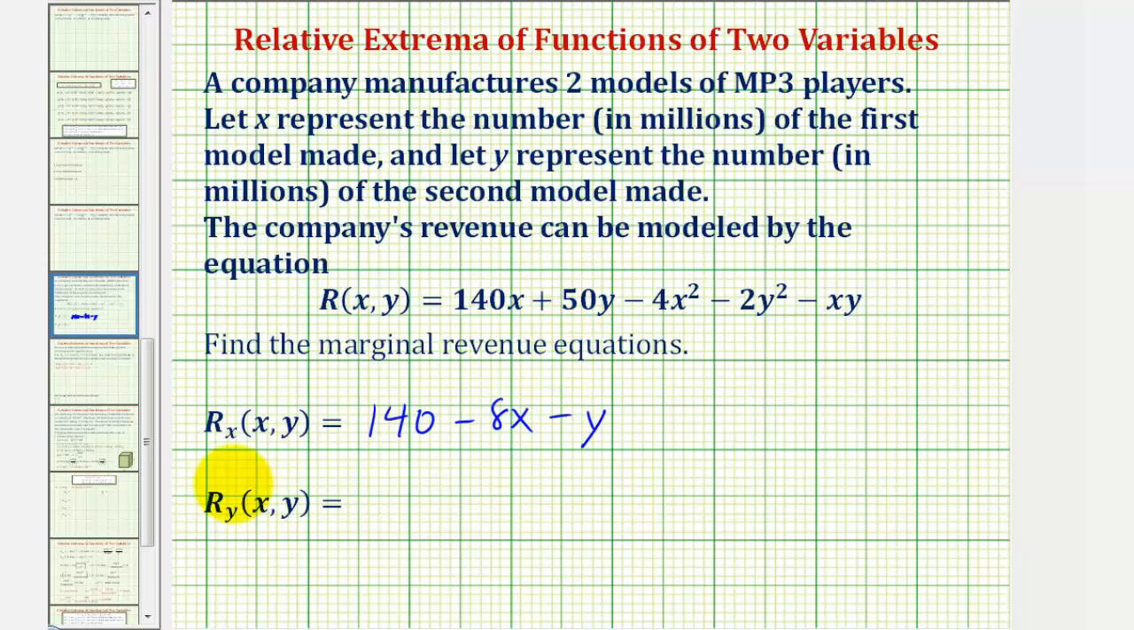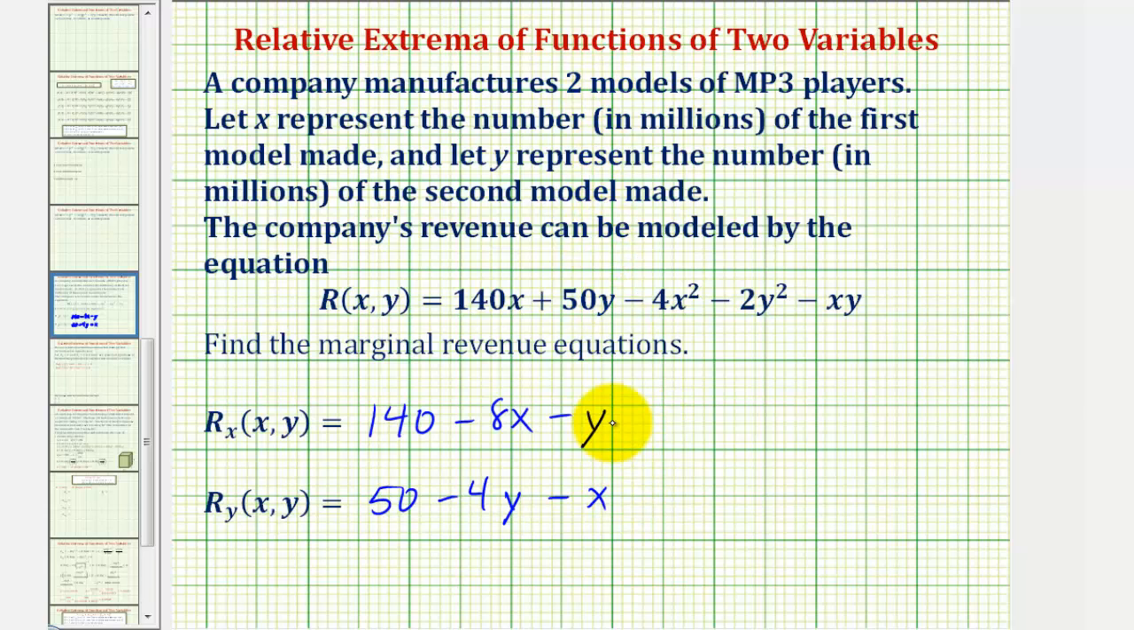And now for the partial derivative with respect to y, we'll differentiate with respect to y, treating x as a constant. And therefore, the derivative of 140x with respect to y would be 0, plus the derivative of 50y with respect to y, that'd be 50, minus the derivative of 4x squared with respect to y would be 0, minus the derivative of 2y squared with respect to y, that would be minus 4y, and then minus the derivative of xy with respect to y would be minus x.